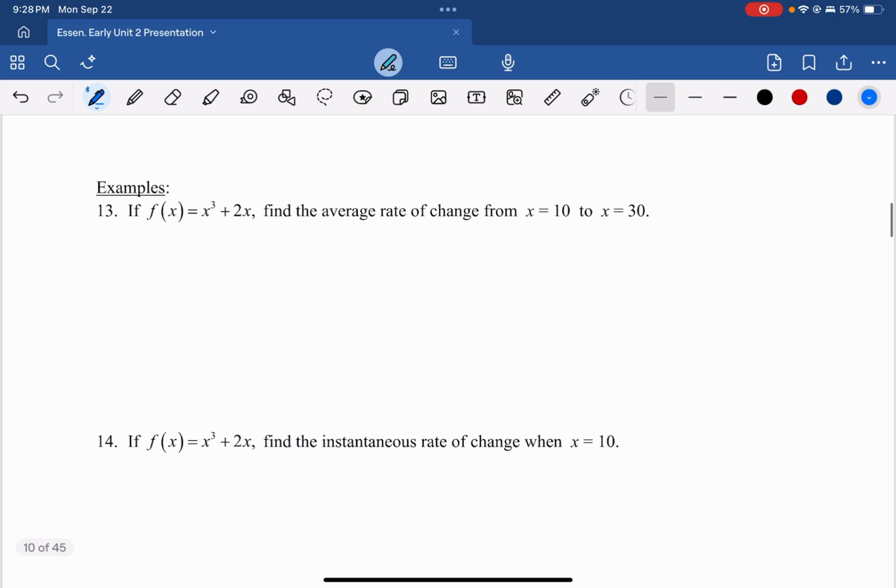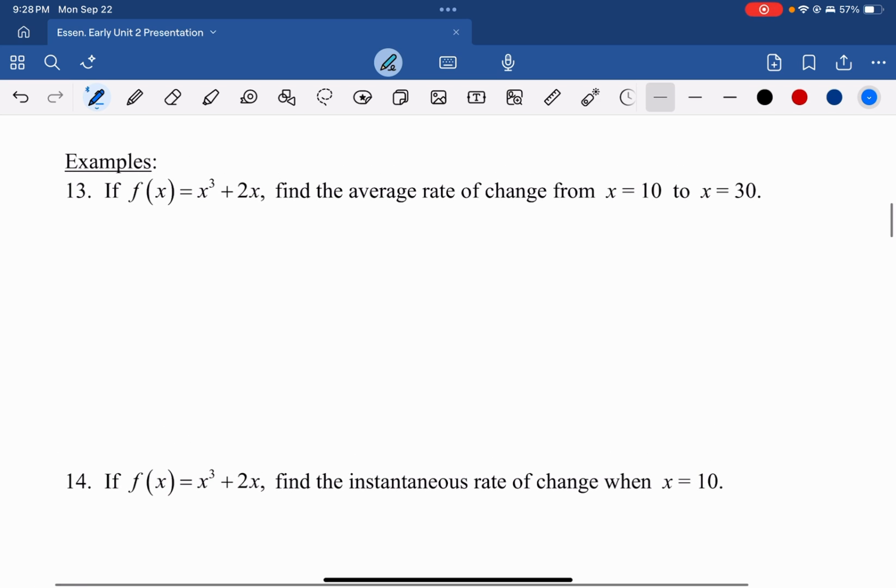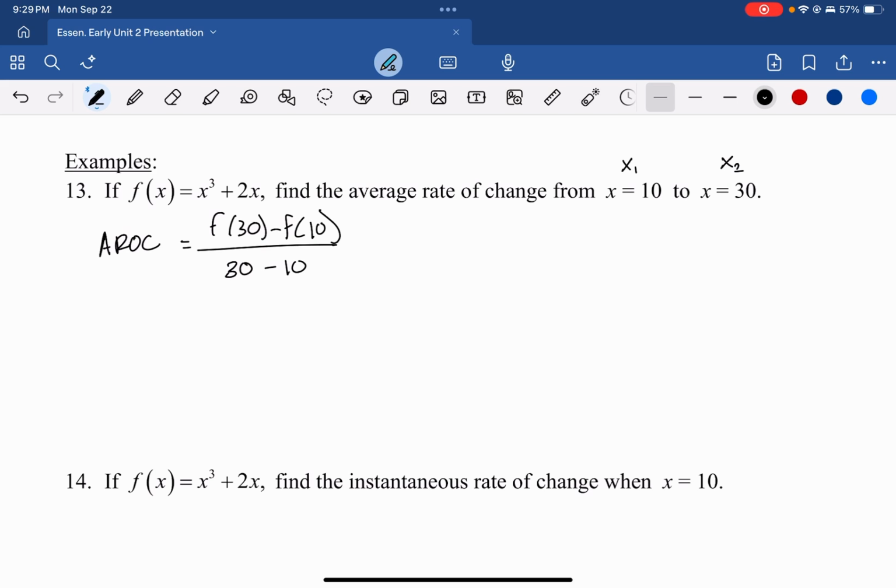Okay, so we're going to look at an example. So 13 says, if f of x equals x cubed plus 2x, find the average rate of change from 10 to 30. So x equals 10, that's going to be my x1. X equals 30, it's going to be my x2. So our average rate of change is equal to f of 30 minus f of 10 all over 30 minus 10. Okay, so f of 30 means I plug 30 into my equation. F of 10 means I plug 10 into my equation.